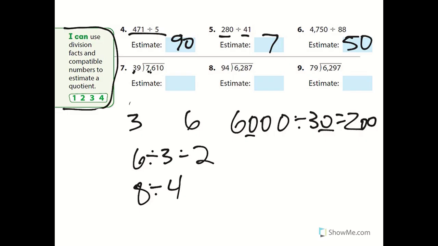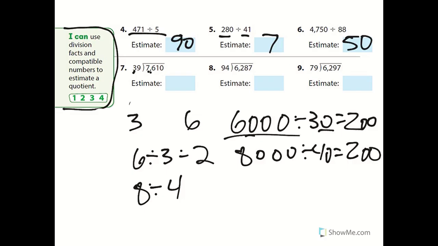2 zeros. And then I've got 8,000 divided by 40. That would also be 2 with 2 zeros, right? So either one would work, right? Yeah, see, I'm using simple math facts that I can use to get an estimate that's close to the number.